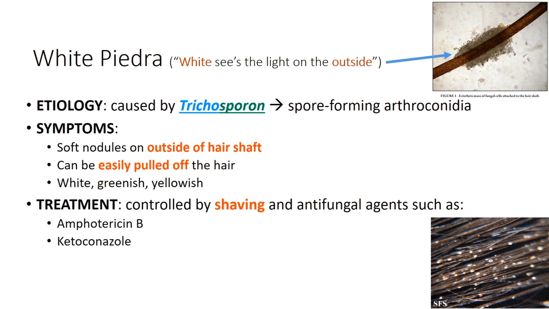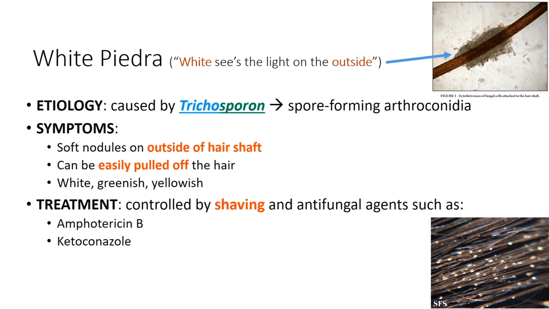White Piedra, Trichosporon. We have another group of organisms called Trichophyton. That is different. That causes skin and stuff infections. This is Trichosporon. You see white things growing on the hair that can be pulled off and scraped off. That is white Piedra. This is Trichosporon.